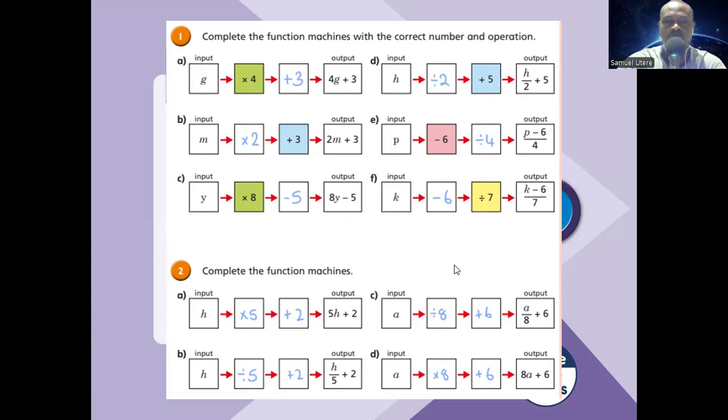I'll let you mark your work quickly. Then this one involves 2 steps. Okay, so here we have 5h plus 2.